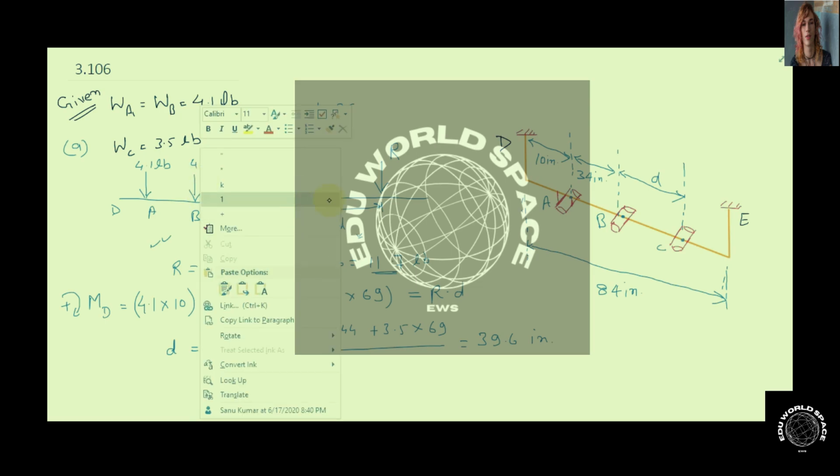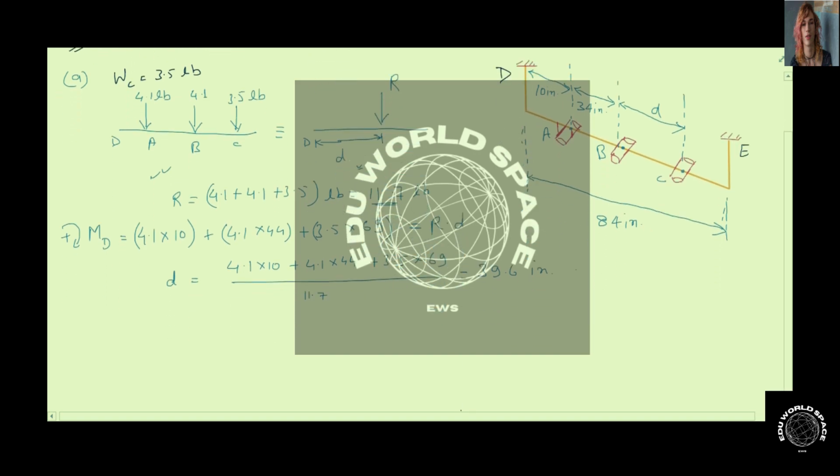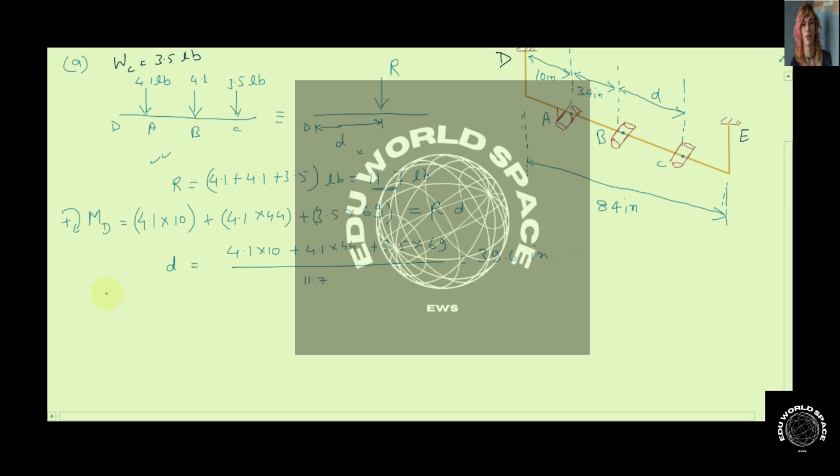Now in the second part, they are asking what should be the value of d so that the equivalent or resultant force passes through the midpoint of the section DE. Since it will be a bit easier to understand the scenario, we can draw it here.